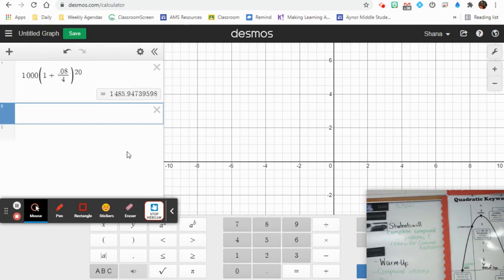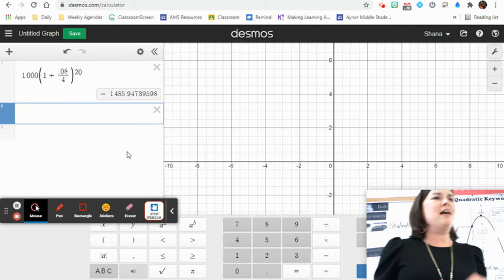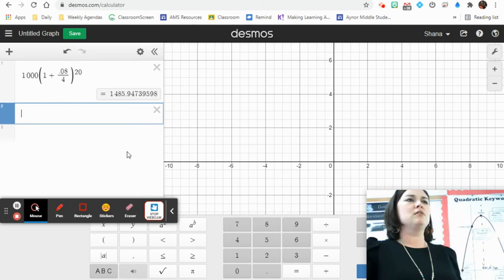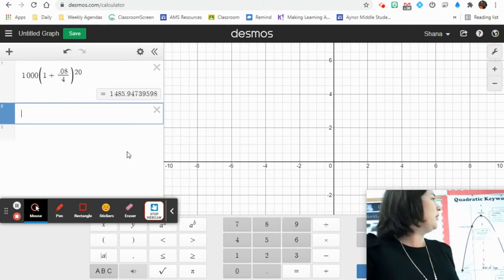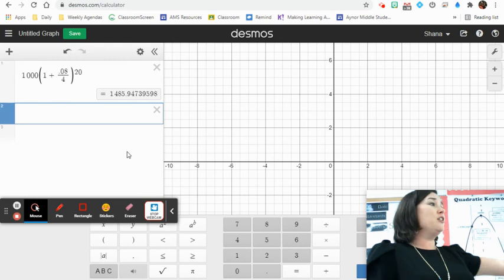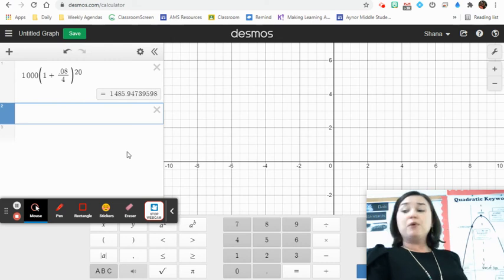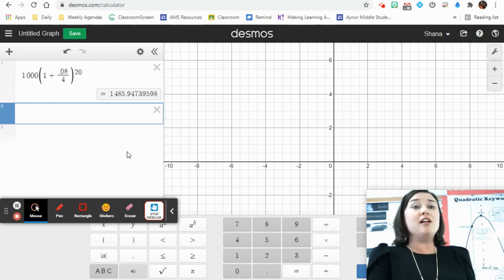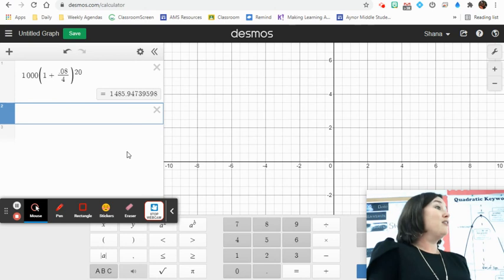All right, so the answer here is a long decimal. For money, how many decimal places do we round to? 2 decimal places. So it's $1,485.95. So after 5 years of just $1,000 sitting over to the side, this person now has close to $500 extra that they didn't have.